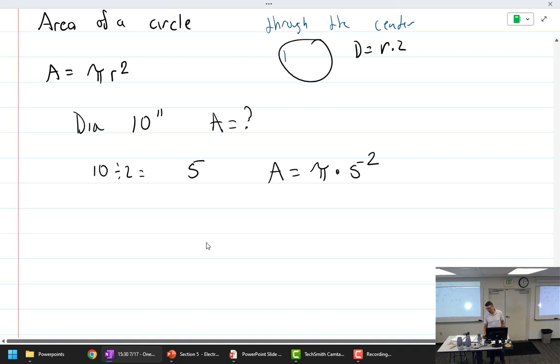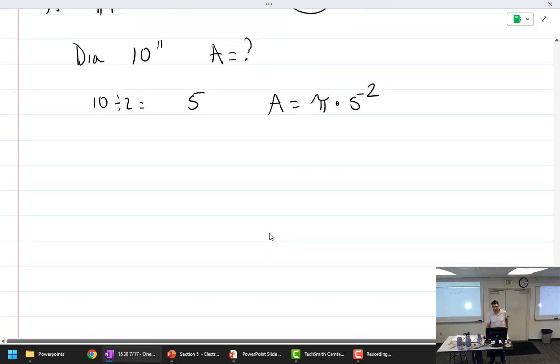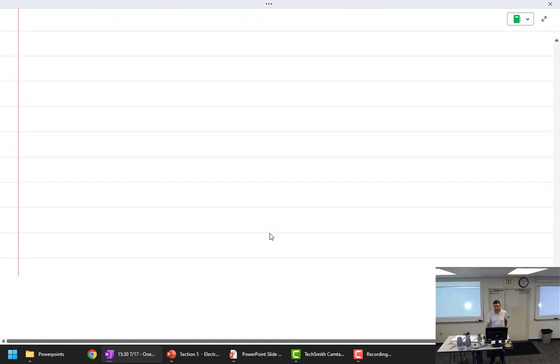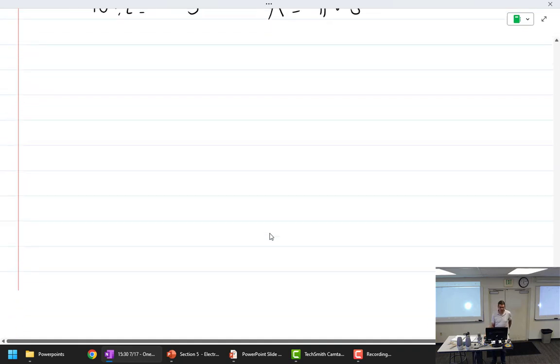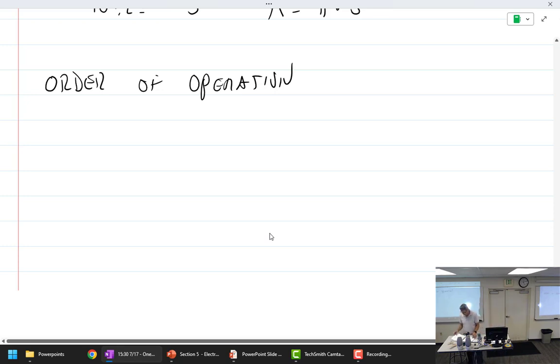So let's just pause there for a minute. We'll come back to this. Whenever we're working with math, we have the order of operations. I do think that's a big note. Do this sooner. Note over here, not on the last page.